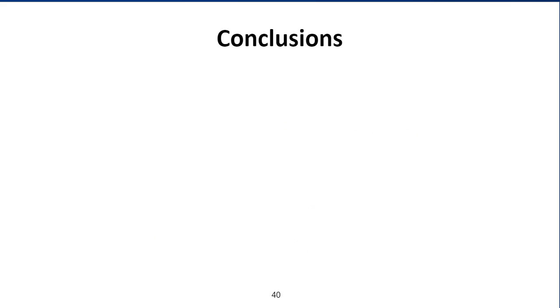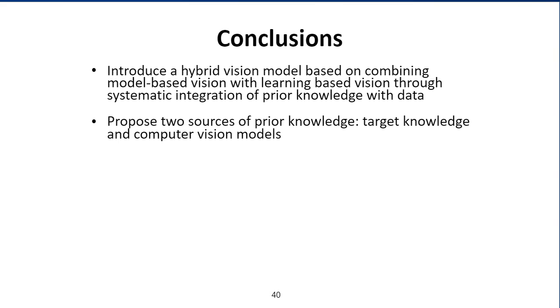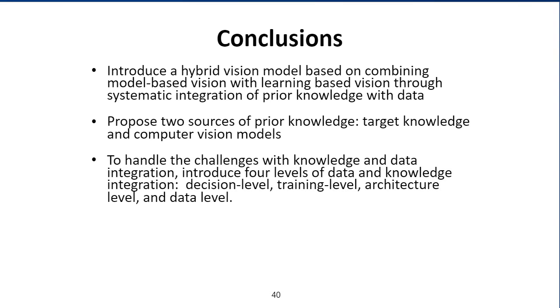So in summary, this is what we have done in this work. We introduced a hybrid computer vision model based on combining model-based vision with learning-based vision through systematic integration of prior knowledge with data. We propose two sources of prior knowledge, target knowledge and computer vision models. And to handle the challenge of knowledge and data integration, we introduce 4 levels of data and knowledge integration, including decision level, training level, architecture level, and the data level.